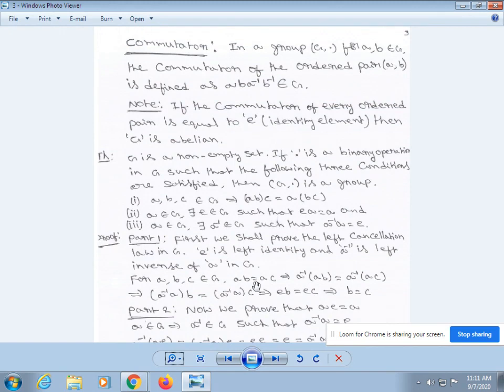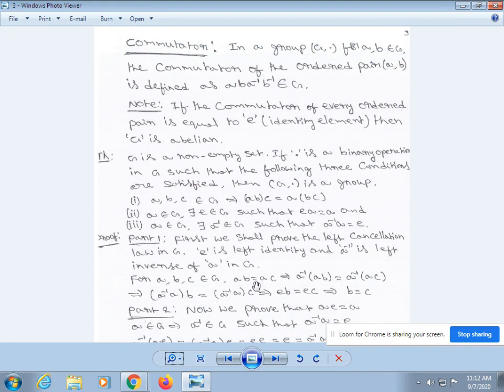Now we will discuss the commutator. First, the definition of commutator. In a group (G, ·), for a, b belonging to G, the commutator of the ordered pair (a, b) is defined as aba⁻¹b⁻¹, which also belongs to G. Note: if the commutator of every ordered pair is equal to e, the identity element, then G is abelian.